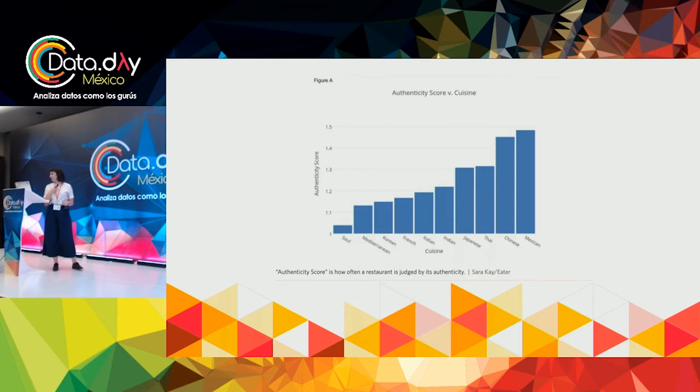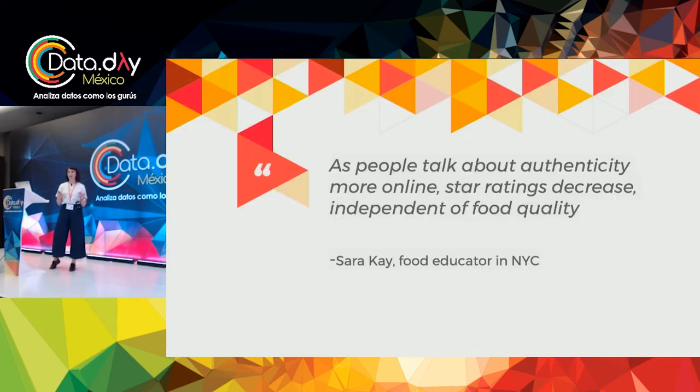There was a study that came out that showed that there's an issue with Yelp data in terms of how they talk about authenticity. And what that means is that an authenticity score, which was built from how restaurants are referred to as being authentic, was the highest in the US for Mexican food. And this was followed by Chinese food, Thai food, Japanese food, and Indian food. So people in the US were referring to these kinds of cuisines as being authentic. But where the problem comes in is that the research showed that as people talk about authenticity more online, the star ratings actually decreased independent of food quality.